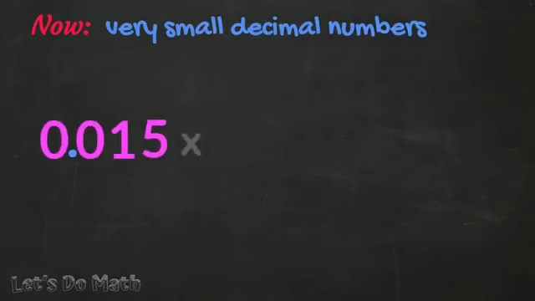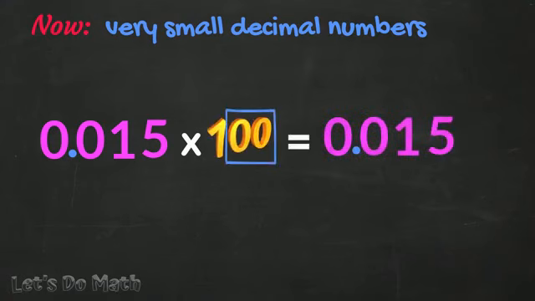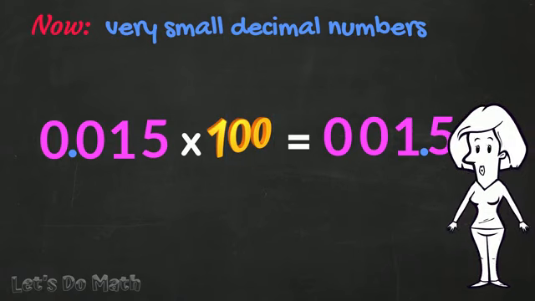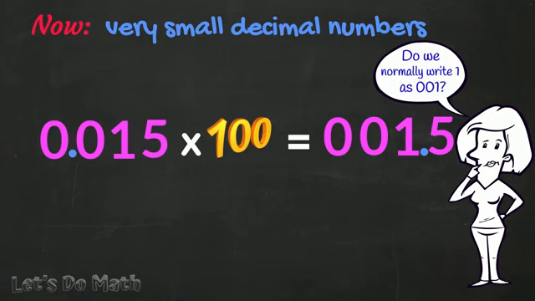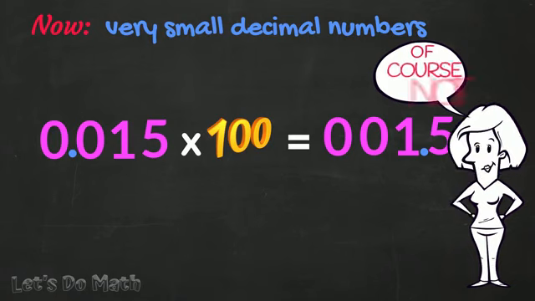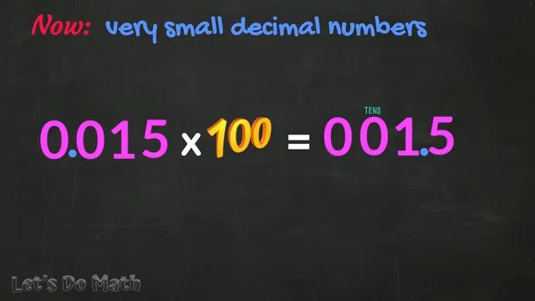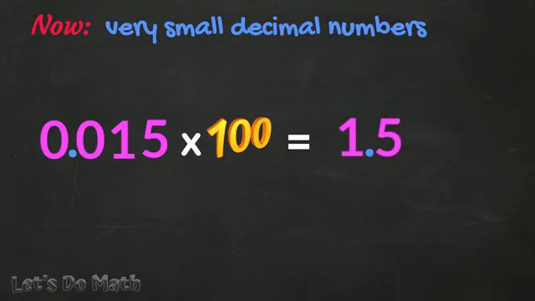Okay, now let's consider very small decimal numbers like this. And we're going to multiply by 100. Move the decimal point 2 places to the right, 001.5. Does that look right to you? I moved the point correctly, but what's up with those zeros? Do we normally write 1 as 001? Of course not. Those zeros are just empty placeholders telling us 10s and 100s. We don't need them at all. In our answer, we just show 0.015 times 100 is 1.5.